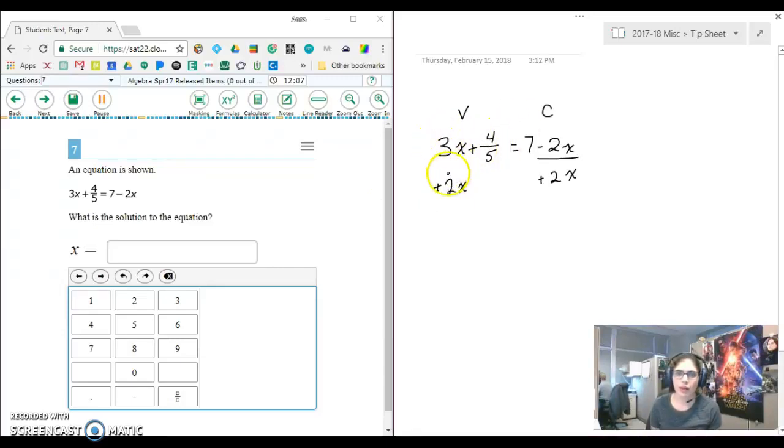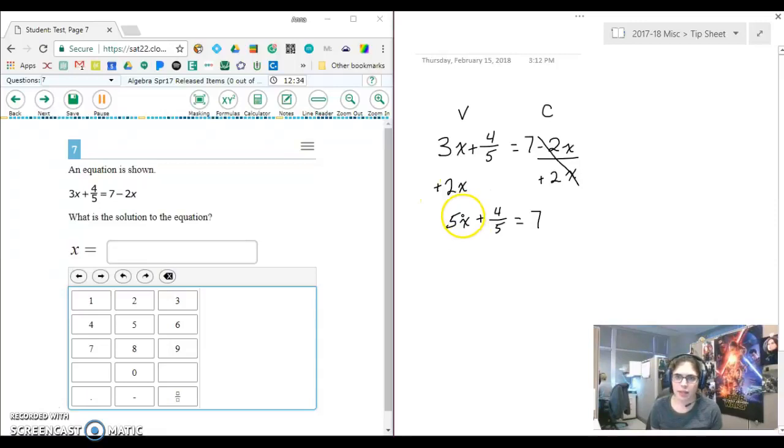So I'm going to combine the plus 2x with the 3x that I have on the left, and 3x plus 2x gives me 5x. I have to carry down that plus 4/5. And then on the right side, I've canceled out that minus 2x, so that cancels out, and then I'm left with just 7. So now I only have variables on my left side, which is good.